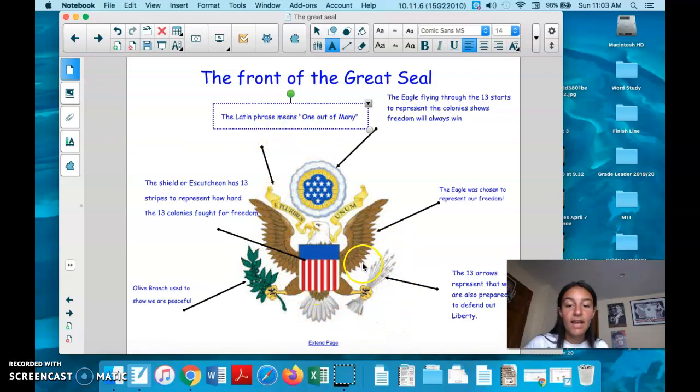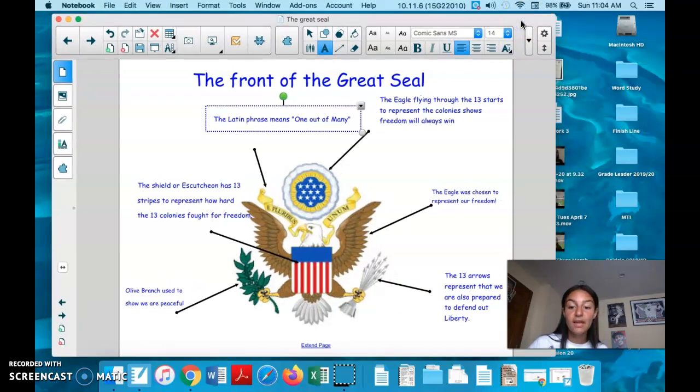The front of the Great Seal has an eagle. The eagle was chosen to represent freedom. In one of the eagle's arms or talons, he has 13 arrows. The 13 arrows represent that we are prepared to defend our liberty, which means that if people tried to fight against us, we're ready to defend ourselves. On this leg, we have an olive branch that shows that we are peaceful. We don't want to go to war. We're peaceful people.